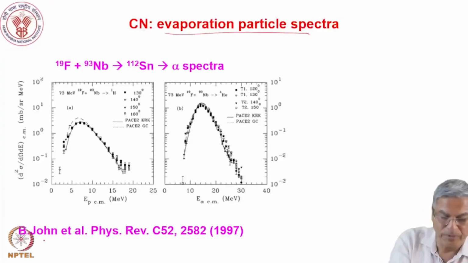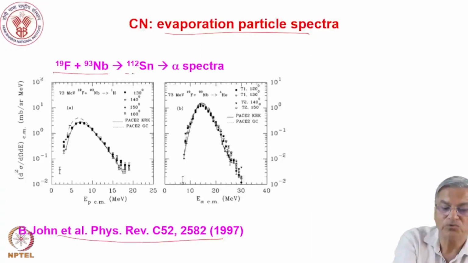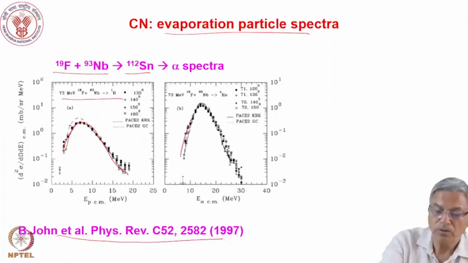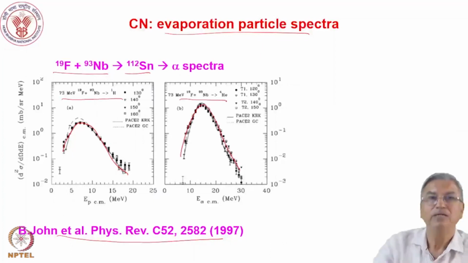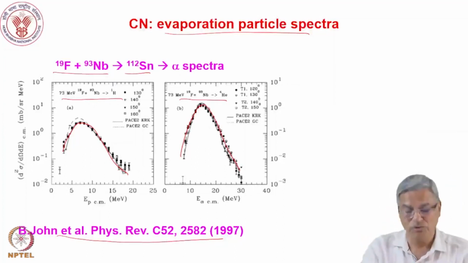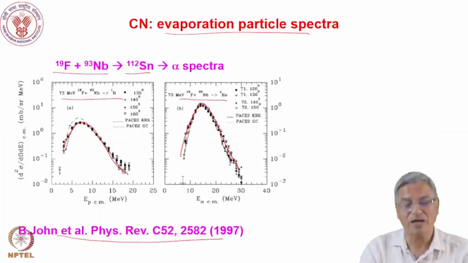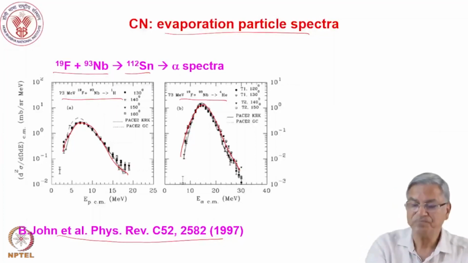This is our own paper of 1997. So fluorine plus niobium giving rise to 112 tin. The alpha particle spectra you see here, Maxwellian nature. This is for protons, this is for alpha. So this is a clear-cut signature of a compound nucleus decay. This is how the nuclear physics and nuclear chemistry community will verify that a particular reaction follows the compound nucleus mechanism, if the particle spectra are Maxwellian in nature.